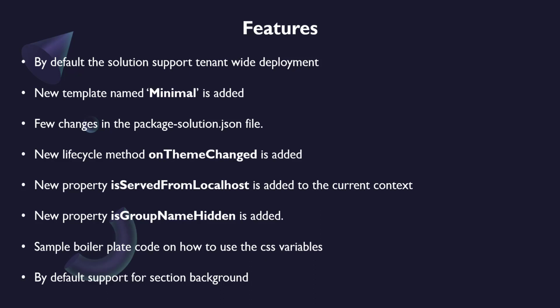And next, some sample boilerplate code is already there for you to implement onThemeChanged and to use the CSS variables, and there are a few other things. Last but not least, by default the web part will support section background. So they have also by default added the property supportsThemeVariants as true in the package solution.json.